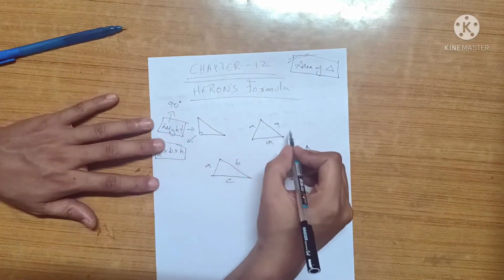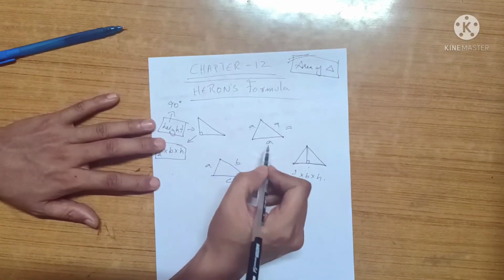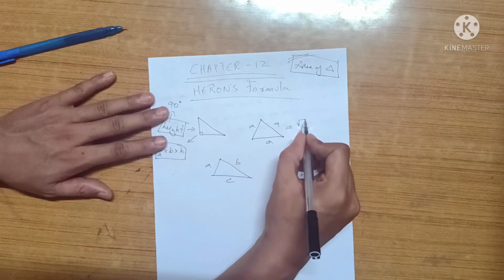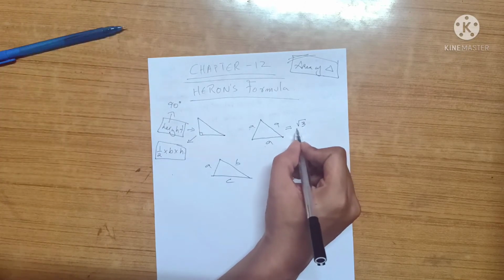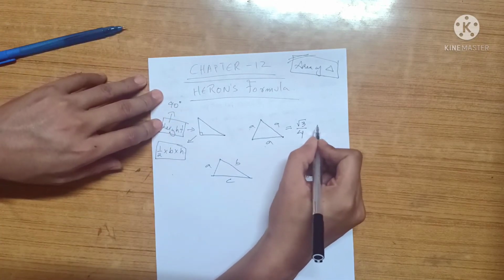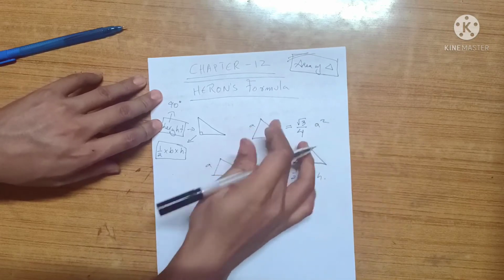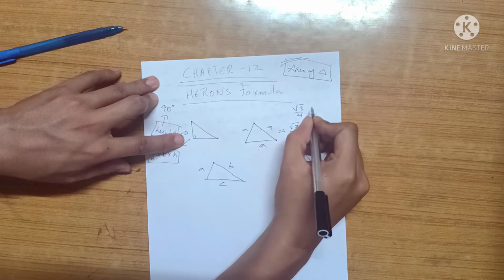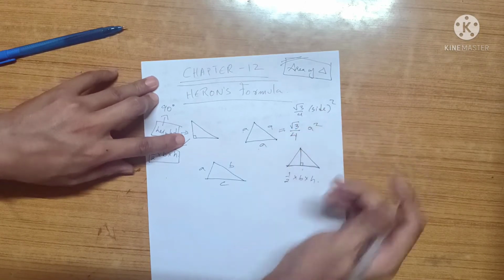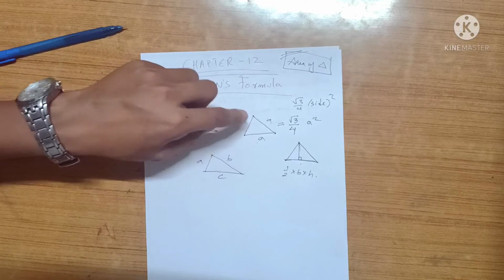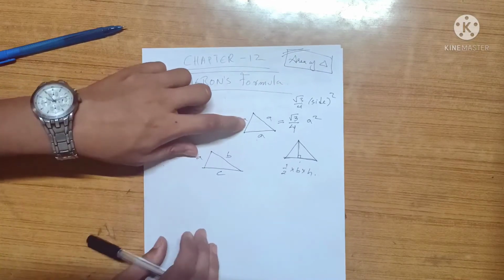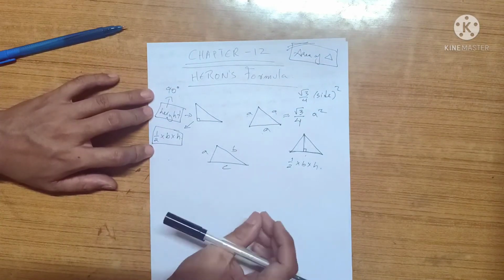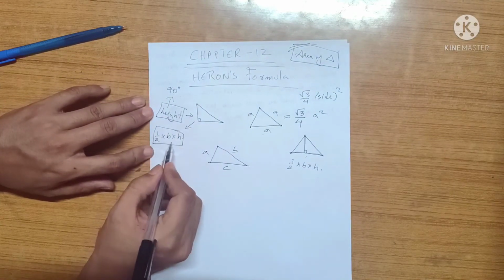The next one is for equilateral triangles, when and only when all the sides are equal. Otherwise you will not be able to use this in any other triangle. The formula is root 3 by 4 side square, or root 3 by 4 a square. This is applicable only for equilateral triangles. So only when all the sides are equal, you apply this formula. When there is a 90 degree angle, you apply the half base height formula.